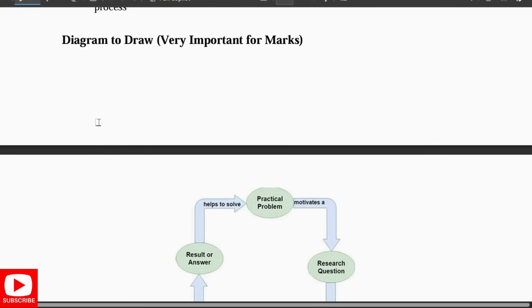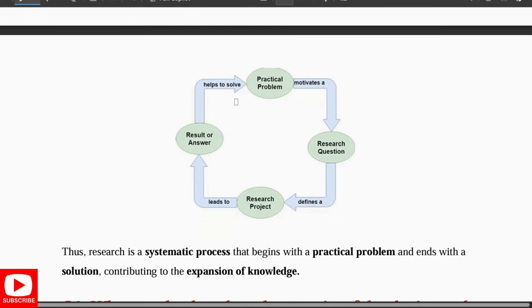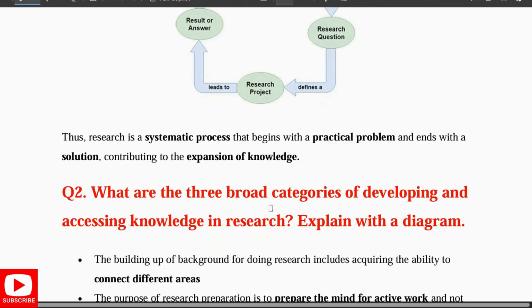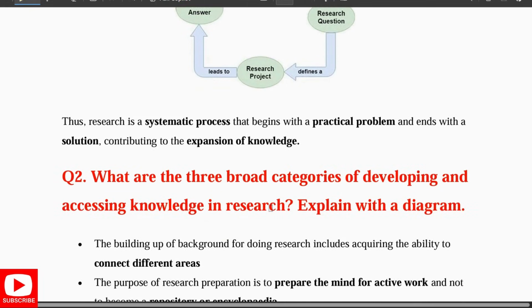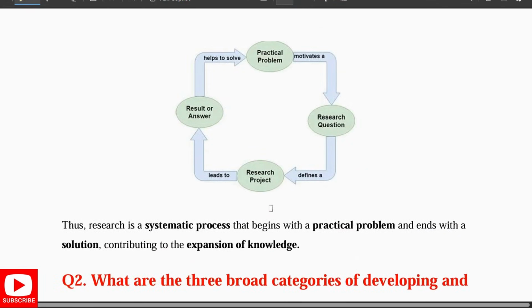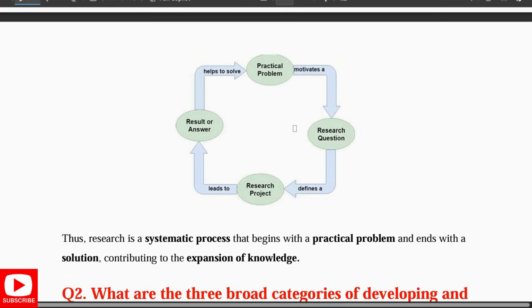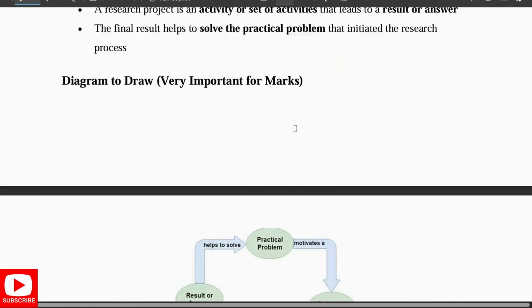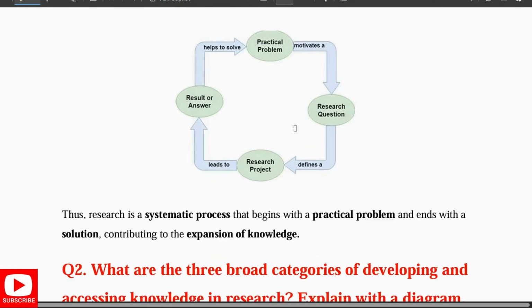So the diagram is very important. You have to write this. The practical problem will motivate you to a research question. You will define a research project, and that will lead to the result or answer that helps to solve the problem. This is the flow. Thus, you can say this is a systematic flow, and hence you have to explain each step like I said. So that completes this question. This is enough if they ask it for 10 marks.